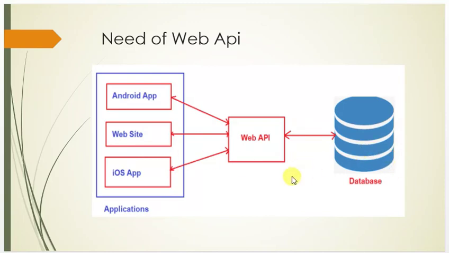So we need a new web API project. The web API project will interact with the database. All these applications will communicate with this web API project. These applications don't have direct access to the database. They can communicate with the web API project. Business logic is written in this web API project. This is why we need a web API project.